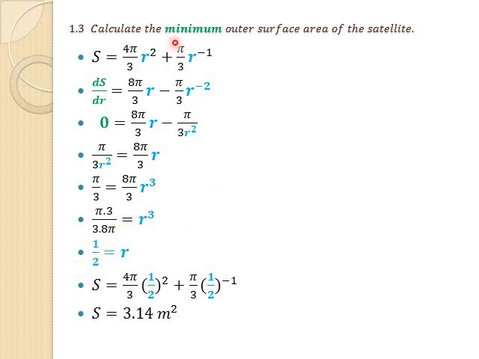Now they said calculate the minimum outer surface area, not the minimum value of r. So my value for r must go back into my original equation. That becomes S equals 4 pi over 3 times a half squared plus pi over 3 times a half to the power negative 1. Punch it in your calculator and you'd get the answer of 3,14 square meters.